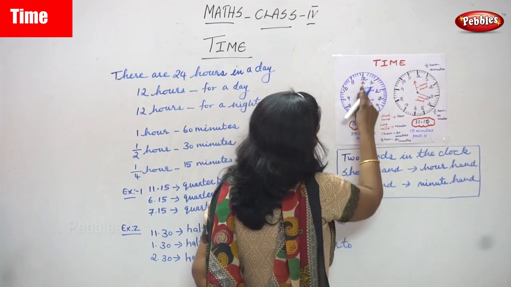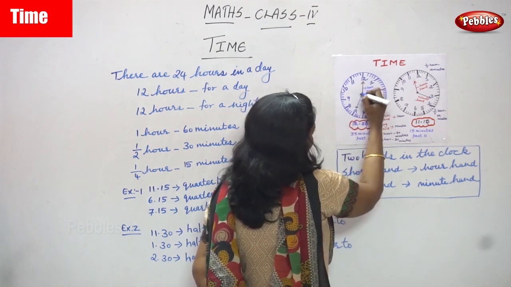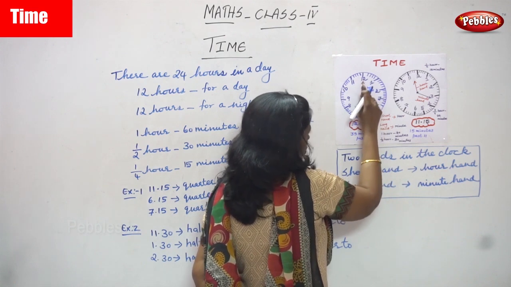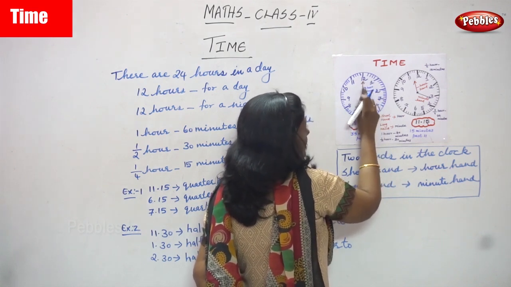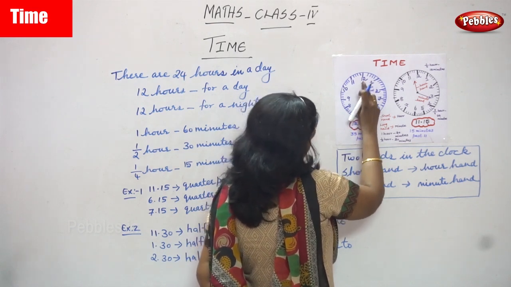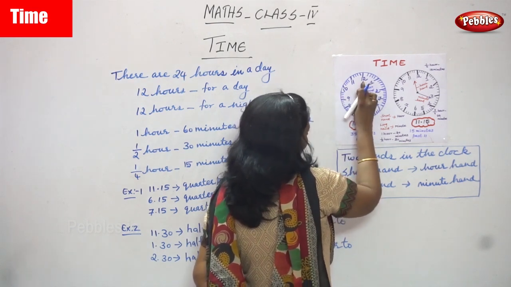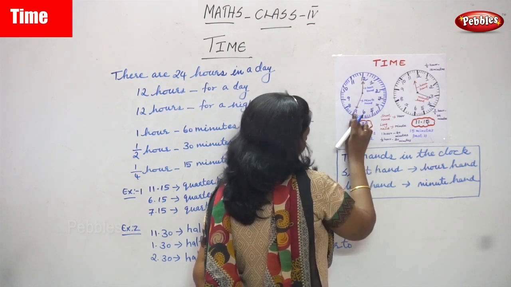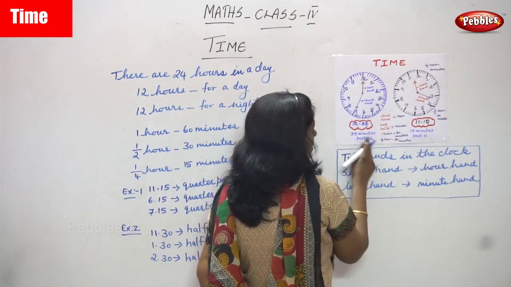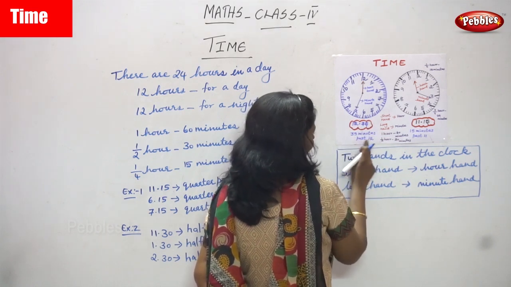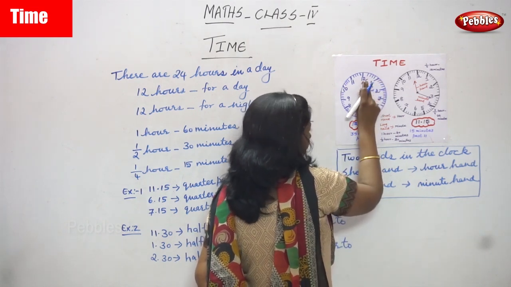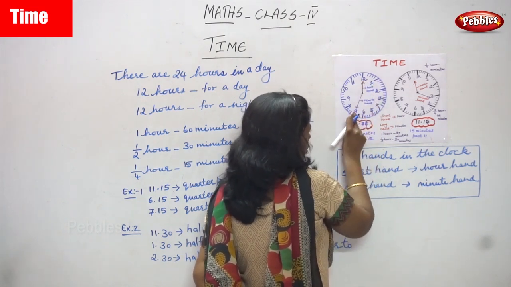Now the time is 12:35. I've drawn 12. The short hand points to 12 and this long hand points to 7. So 12:35 means 35 minutes past 12. We are going to say 35 minutes past 12. Again, the short hand points to 12 and the long hand points to 7.